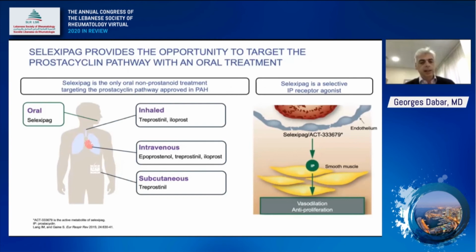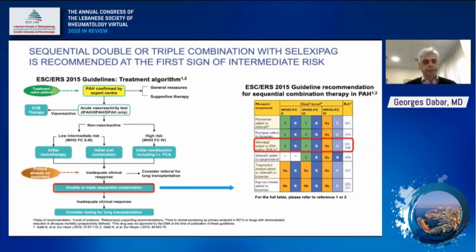Okay, as we said, we had the inhaled treprostinil and the iloprost. We have the epoprostenol intravenous and the subcutaneous treprostinil. So they were really cumbersome to use, sometimes frequently or by continuous pump. And now we have the oral Selexipag, which makes the prostacyclin therapy much more attractive. Not to tell you that the mechanism of action is vasodilation and anti-proliferation.